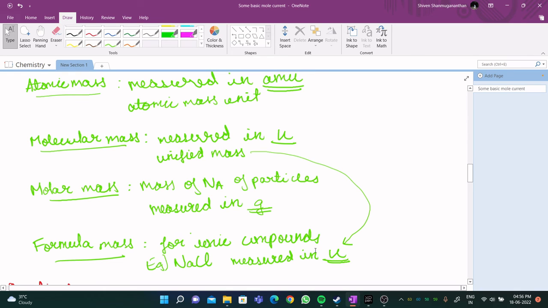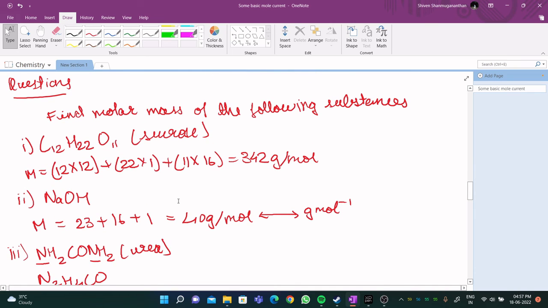It is nothing but representing the same mass but in a different unit, and that unit will be grams, as the prefix to the name says, gram atomic mass or gram molecular mass. Now we did some questions here.